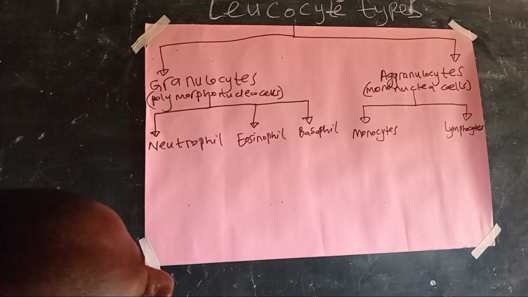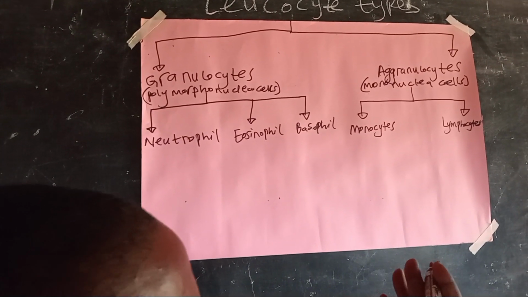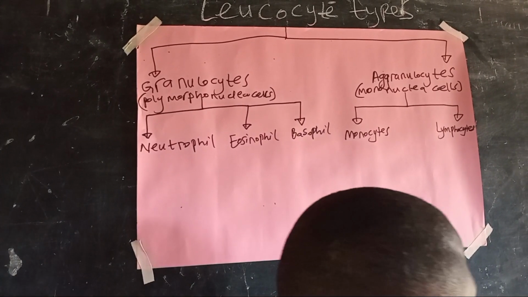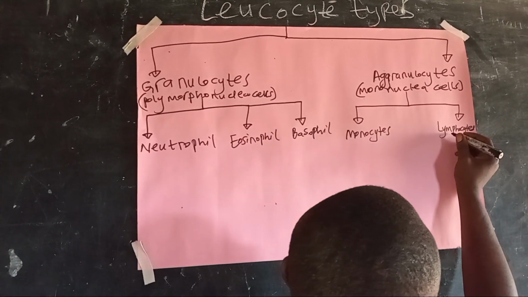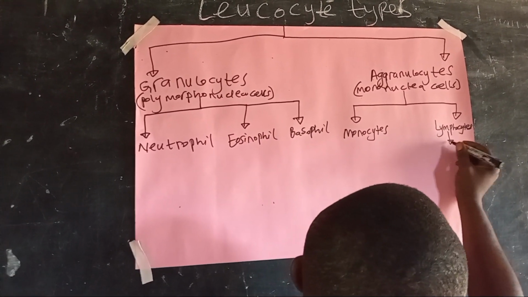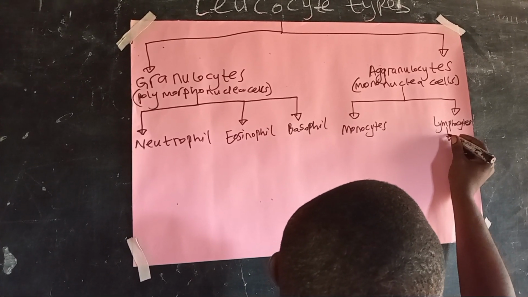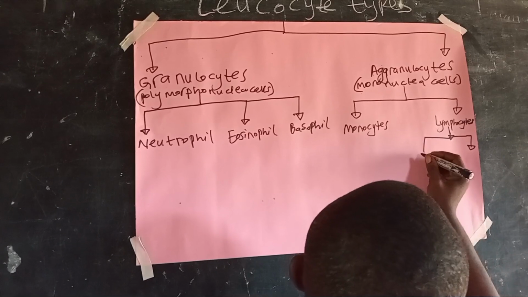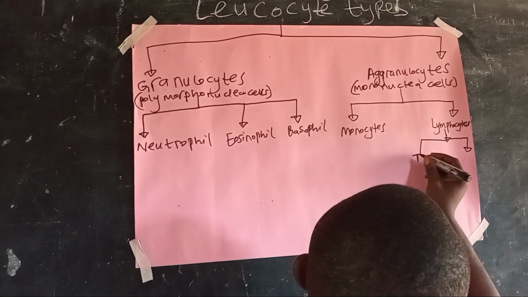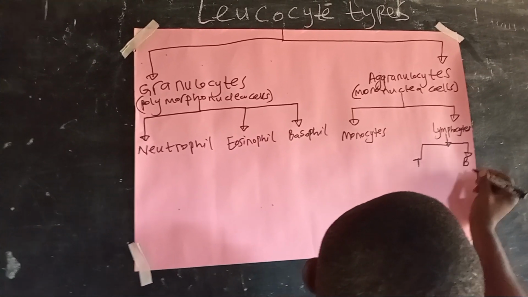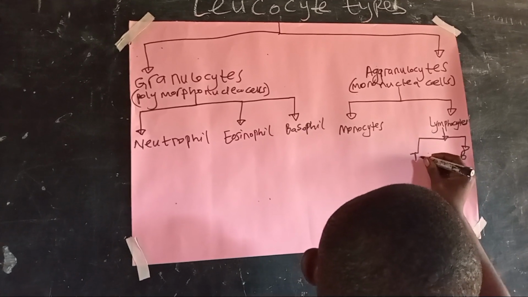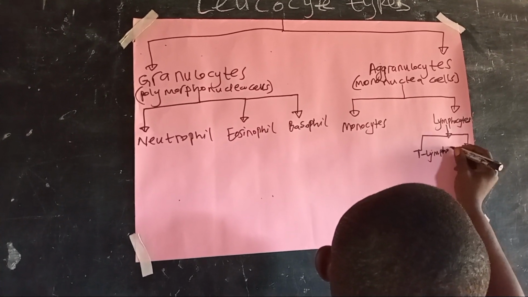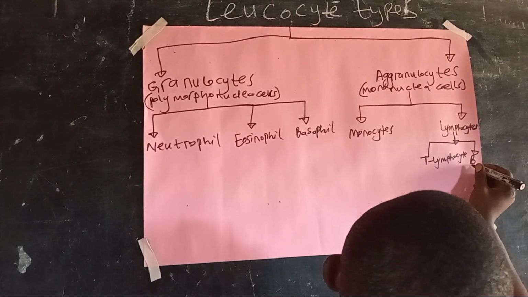The lymphocytes are also further divided into the T lymphocytes and the B lymphocytes.